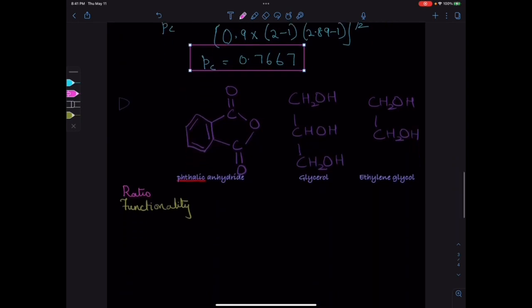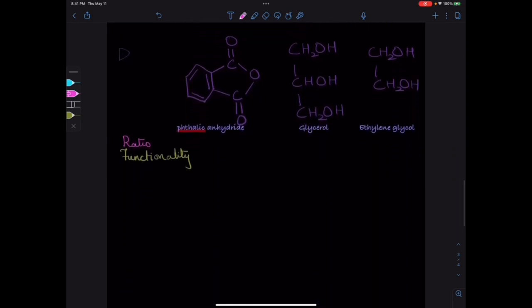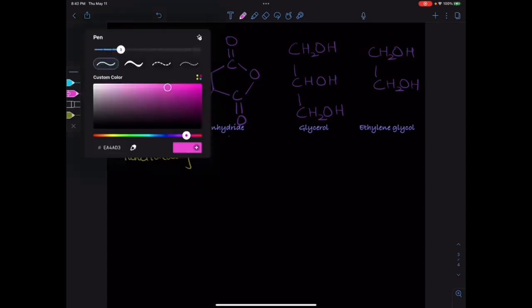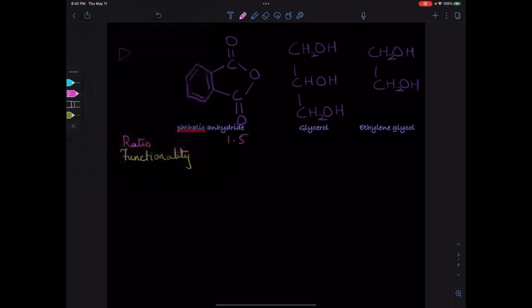Now, the last part. Here, the ratios of phthalic anhydride, glycerol, and ethylene glycol are 1.5 is to 0.8 is to 0.5.